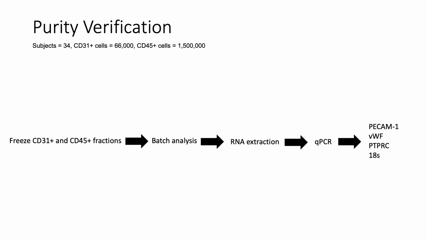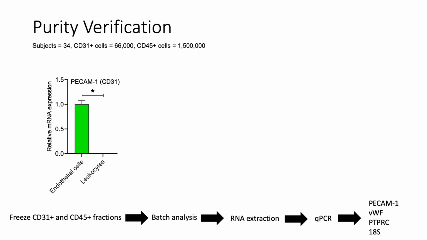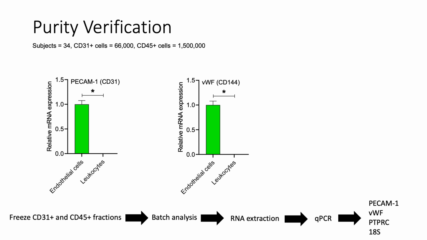We observed higher levels of PCAM in the endothelial fraction and very low amounts in the leukocyte fraction, which was used as a negative control. The same is true for the Van Wallgren factor. We saw large amounts in the endothelial cell fraction and very low amounts in the leukocyte fraction.